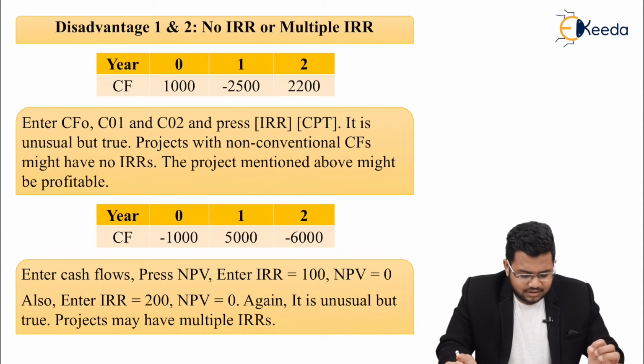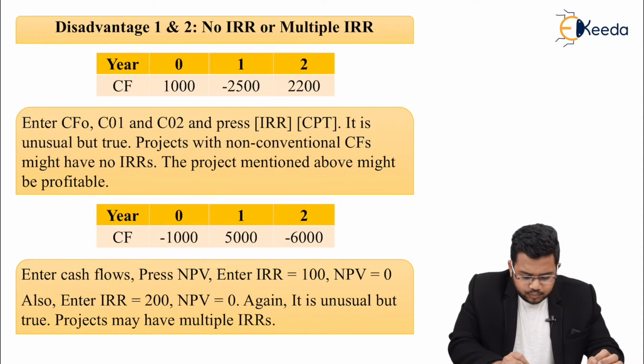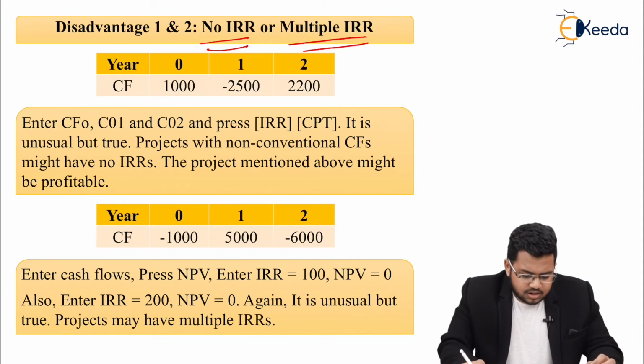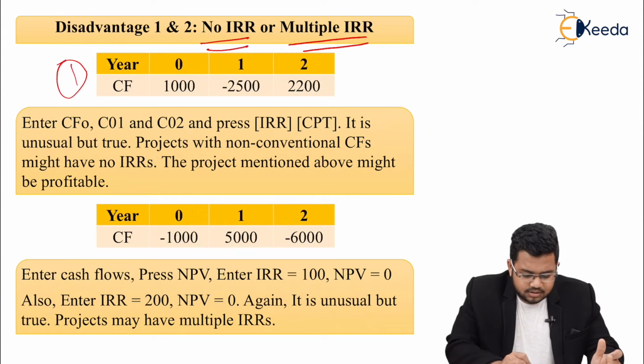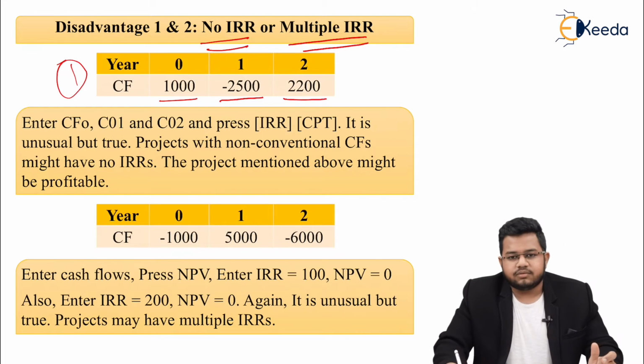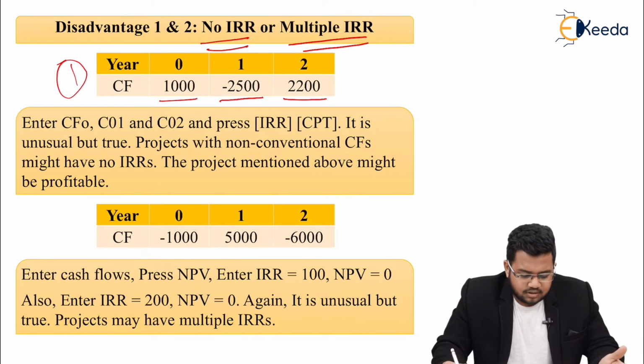So let's study disadvantage 1 and 2, which is no IRR and multiple IRR. So in front of you there are 2 examples. We'll start with the first example. So I've taken 2 years 0, 1 and 2, and cash flow is 1000 positive, 2500 negative and 2200 positive. It is very much possible in some projects that first there is an inflow and then there is an outflow.